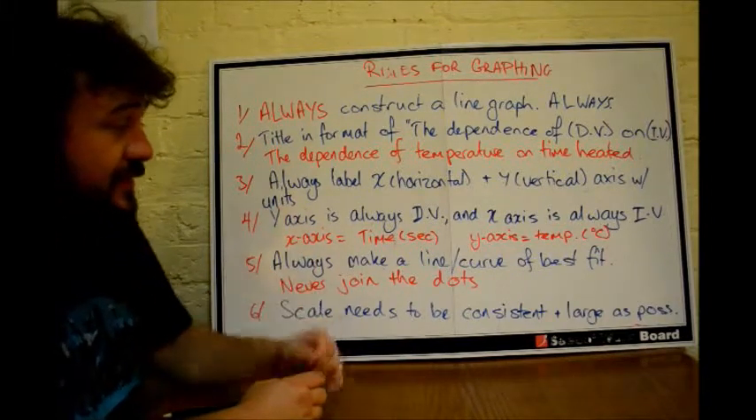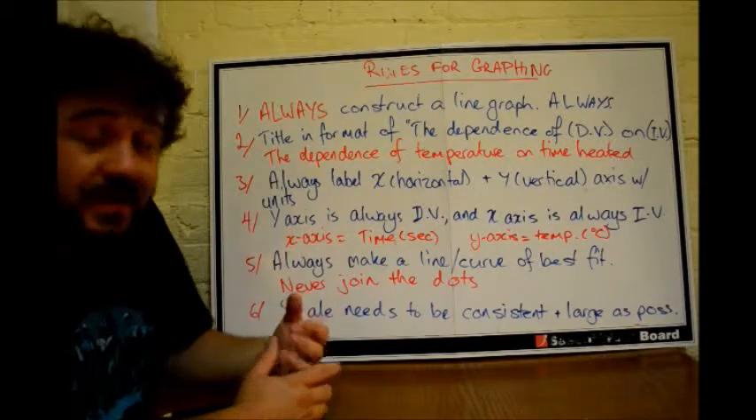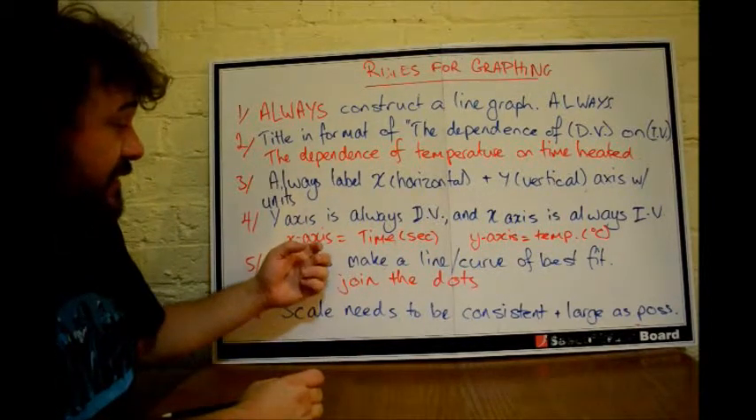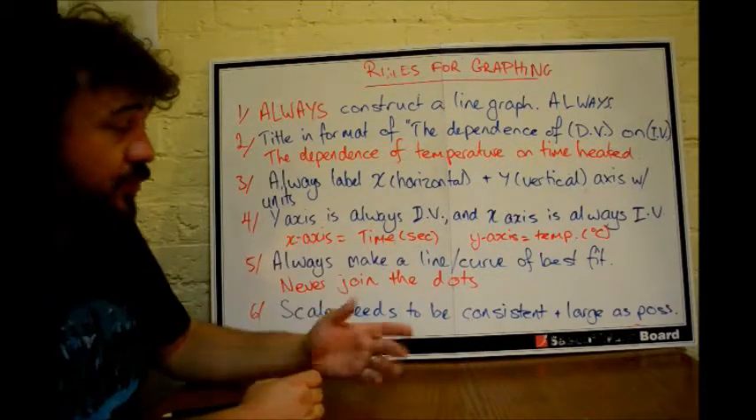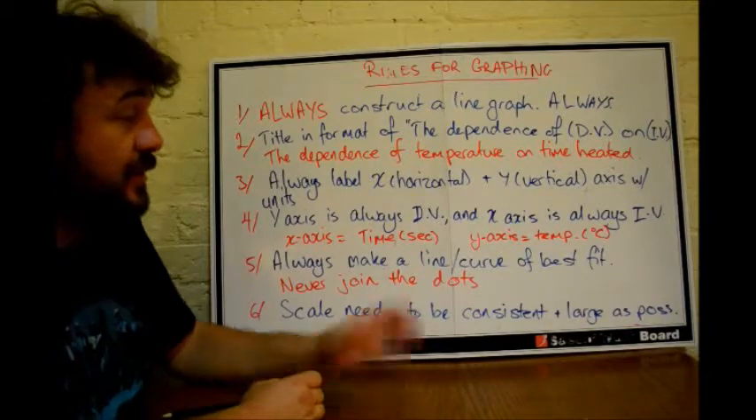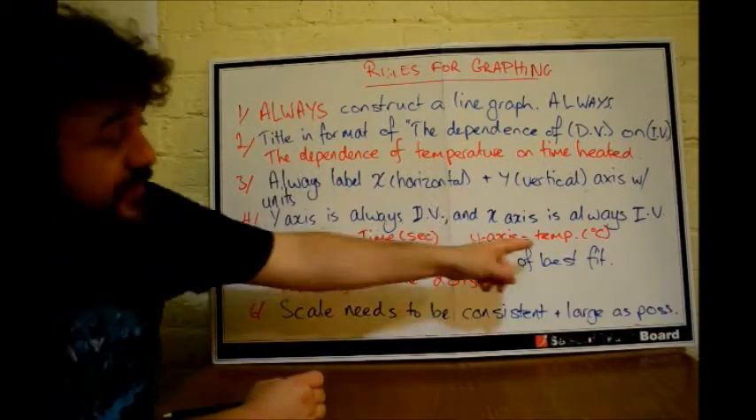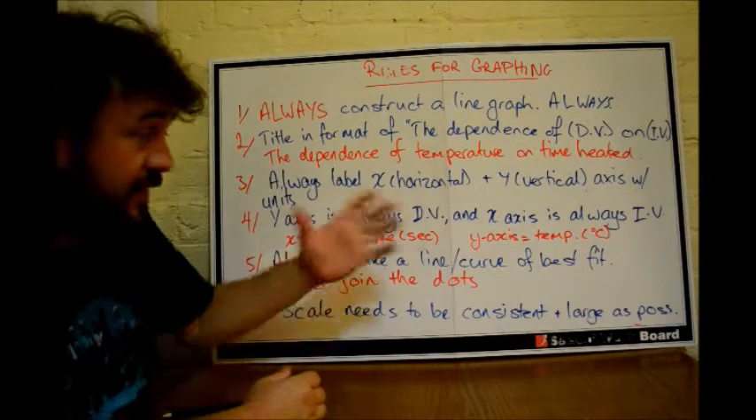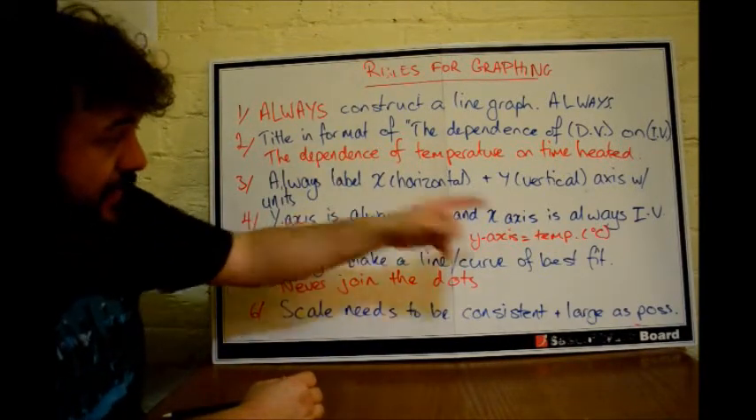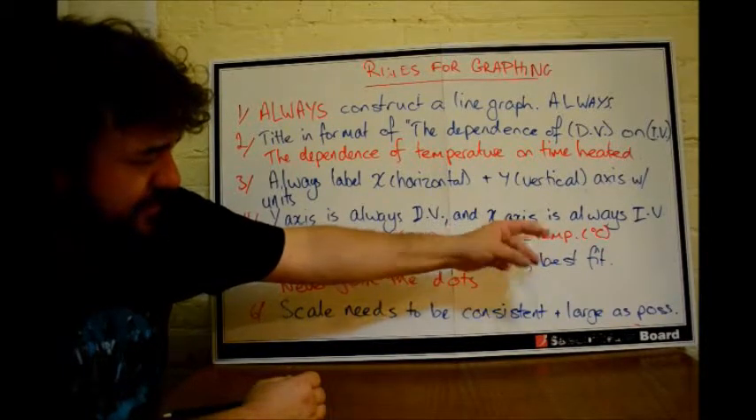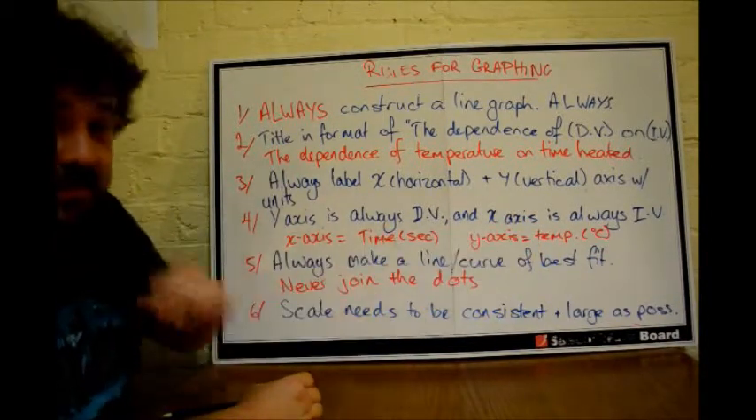The y-axis is always the dependent variable, and the x-axis is always the independent variable. So the x-axis, which goes this way for our graph, would be time, brackets, seconds, that's the unit. The y-axis would be temperature, brackets, degrees Celsius. You see what I mean? That one is the dependent variable. That one is the independent variable.